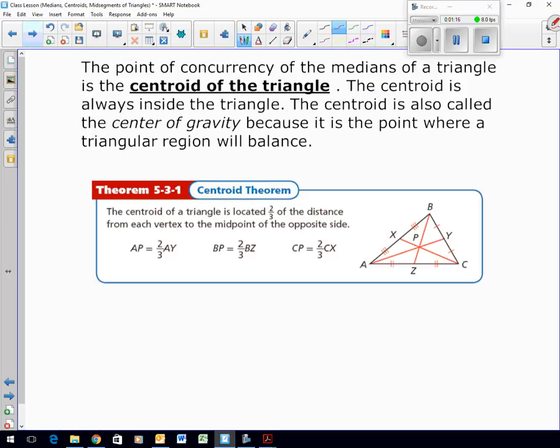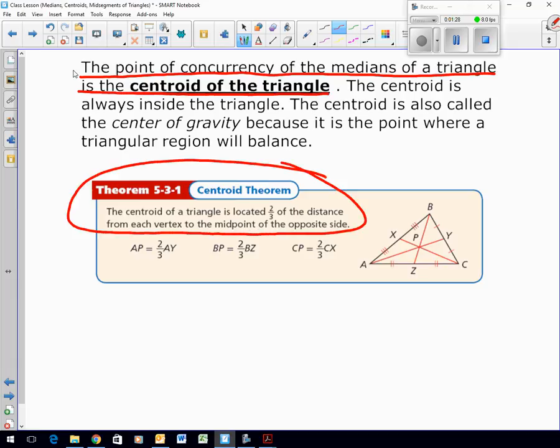From our medians, we get this. The point of concurrency of the medians of a triangle is called the centroid of the triangle. From our centroid, we get the centroid theorem. The centroid theorem says the centroid of a triangle is located 2/3 of the distance from each vertex to the midpoint of the opposite side. That makes sense. Remember this, the centroid is always inside the triangle. The centroid is also called the center of gravity because it is the point where a triangular region will balance.